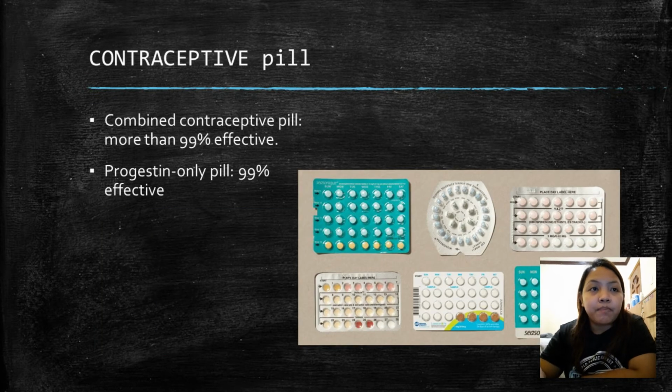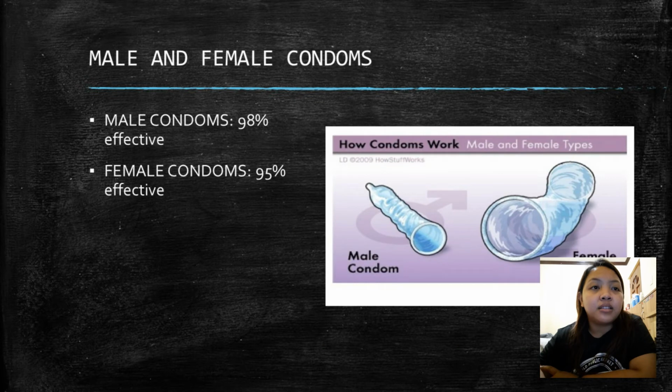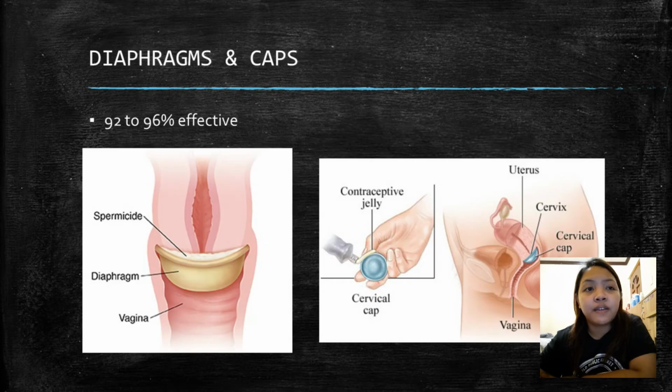Next is the contraceptive pill. Combined contraceptive pill is more than 99% effective, and progestin only pill is 99% effective with the right use. Male and female condoms. Male condoms have a 98% effectivity, whilst the female condoms have a 95% effectivity due to the fact that it can break sometimes. Diaphragm caps have a 92 to 96% effectivity, depending on whether it has a spermicide.